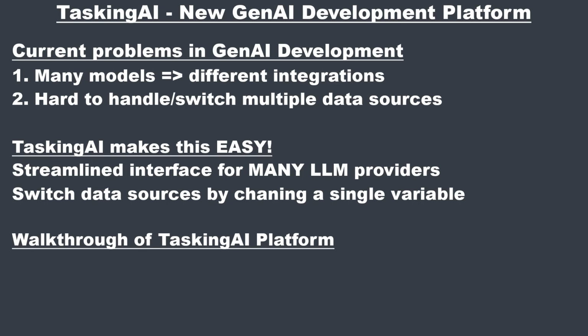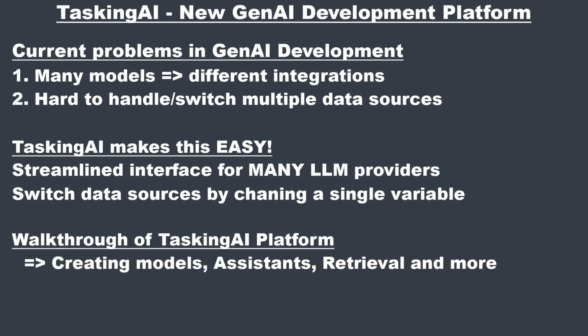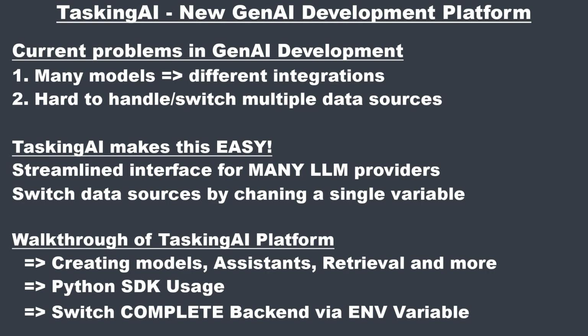You will learn how to create models, create assistants, integrate data and tools into your assistant, and use the Python SDK to use an assistant in a full-stack application with FastAPI. We will create an app that allows you to switch to a different model and data source in production by just changing a simple environment variable.